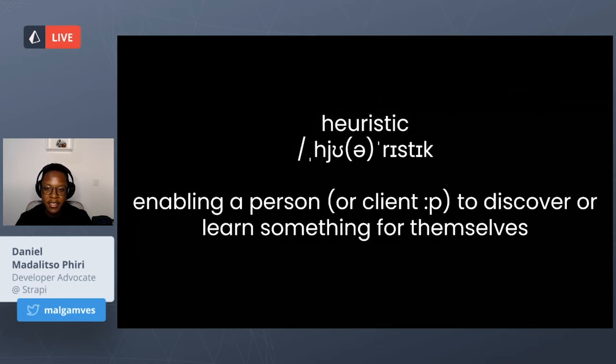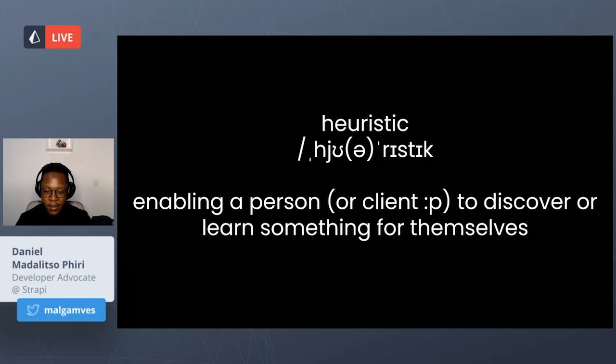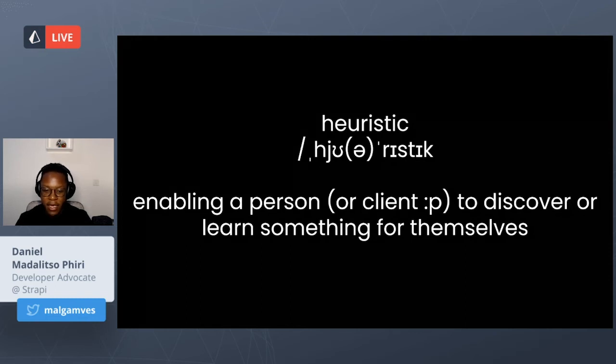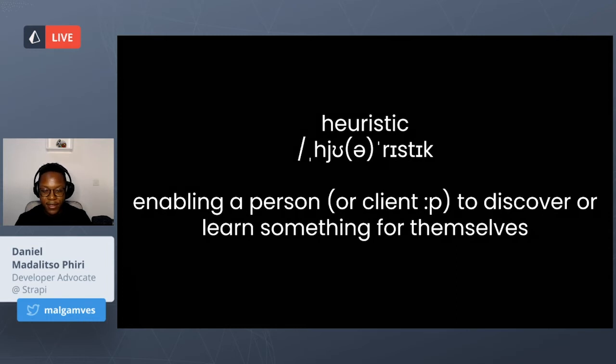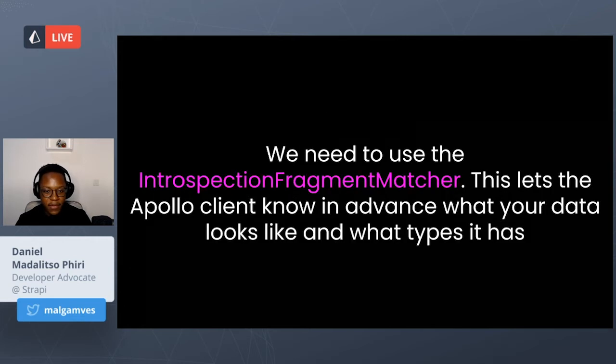I want to talk about heuristic and just define it. A simple Google search for heuristic returns this definition: enabling a person, I put client, so enabling a person or a client to discover or learn something for themselves. So if someone has to learn something for themselves, of course, first of all, they are lacking the knowledge. But we're dealing with computers, so computers don't really do anything unless you tell them to do that. So they don't really learn it for themselves, which is why we use GraphQL codegen. And that's me getting into the next part of this talk.